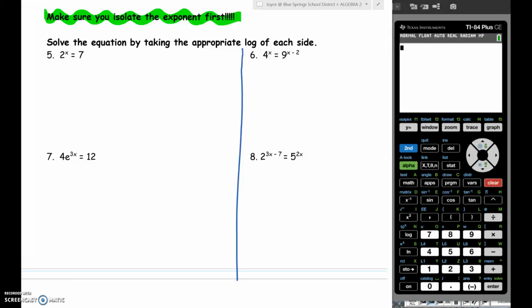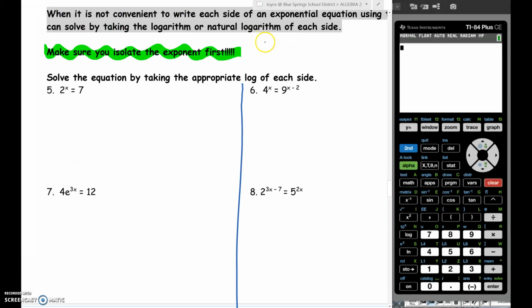So 2 to the x equals 7. X is stuck in the exponent. Anytime you are stuck, I want you to write this down. When stuck, change forms.